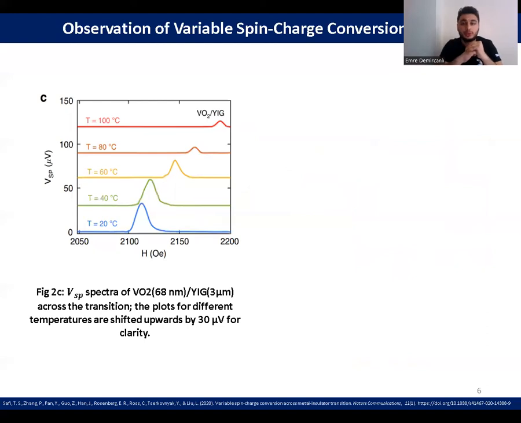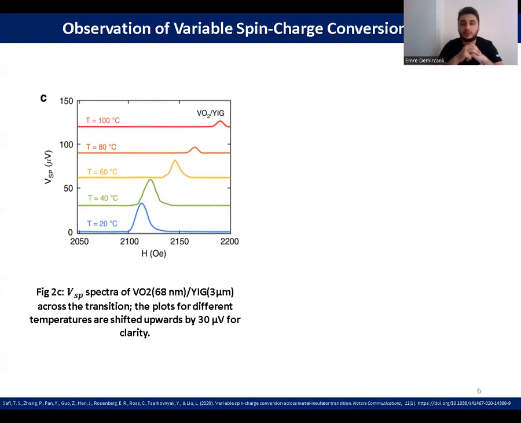In addition to the experimental setup and some measurements, we should look at the observation of variable spin charge conversion in vanadium dioxide. As we can see in figure 2c, the measurements were made at different temperatures. For this reason, a ceramic heater controlled by a PID controller is attached to the sample. The main purpose here is to investigate the variation of the spin pumping signal.